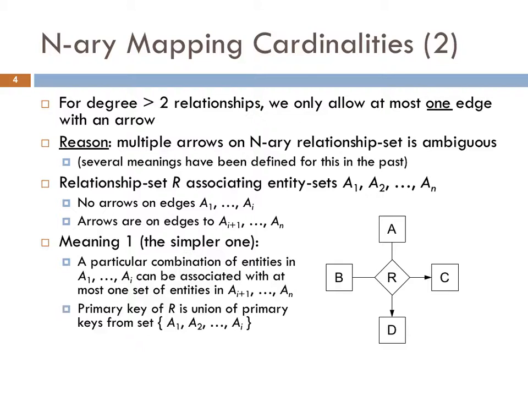So primary key of R is a union of the primary keys on the sides without arrows. Okay? So in this case for R, we'd have a primary key taken from A and B, okay, which I denote as lowercase a and lowercase b, if you'll forgive the imprecision here. We're just saying that whatever A's primary key is plus B's primary key, that's the primary key of the relationship set.